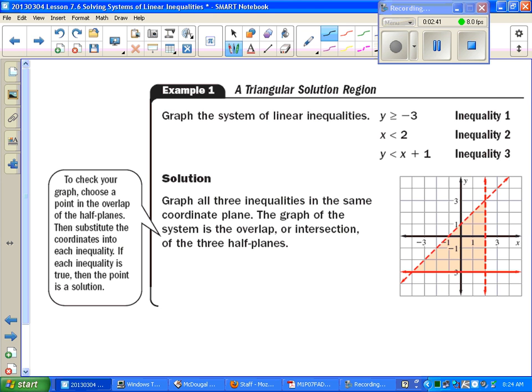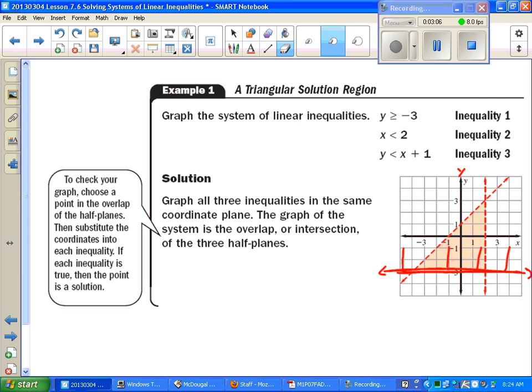So the first one, y is greater than or equal to -3. This is your y-axis here. So where -3 is, you want a solid line. That's this one here, a solid line, because it's greater than or equal to. And you want to shade everything above. Watch how messy it's going to get. You want to shade everything above. You can even do it real small like that line.